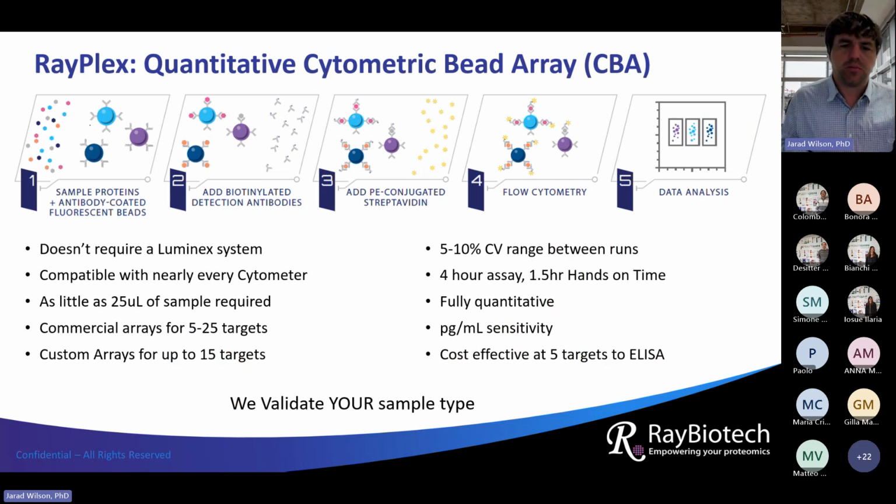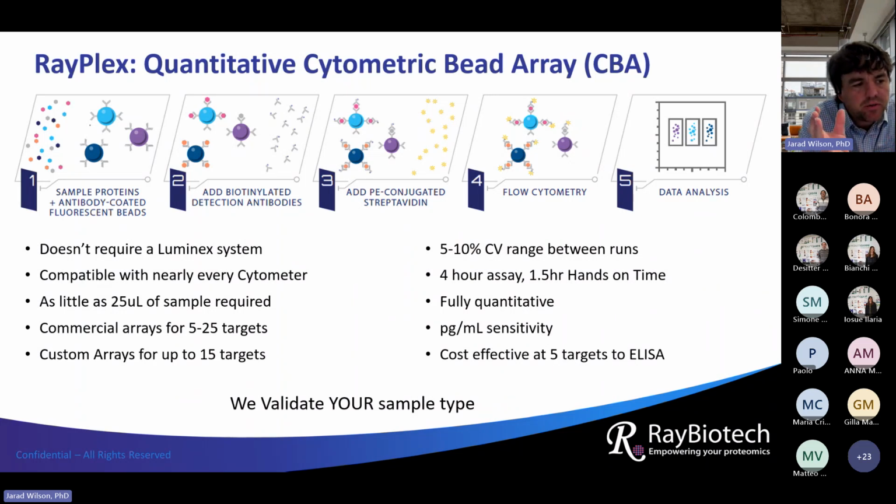And so just some quick perks. Again, we're not requiring a Luminex system. If you're familiar with Luminex, you're familiar with flow cytometry, you can run this array. It's very straightforward. The 4-hour assay with about 1 to 1.5 hours of hands-on time, depending how good you are, how automated your system is. Again, it should be compatible with pretty much any cytometer. Use about 25 microliters of sample. This is like a dilute ready to go sample. You could probably dilute down depending on your targets, but that's your sample amount.